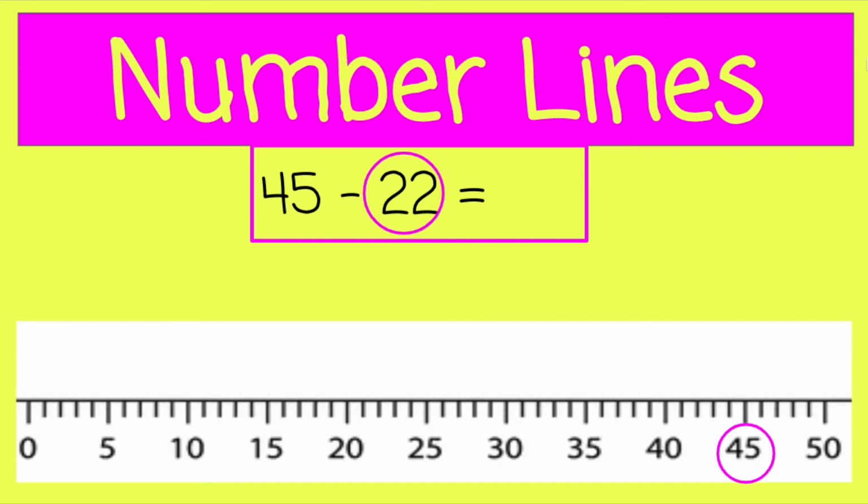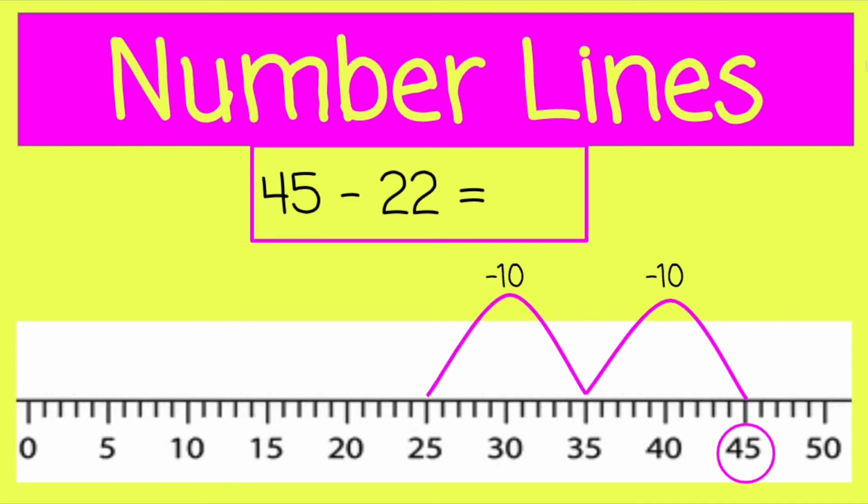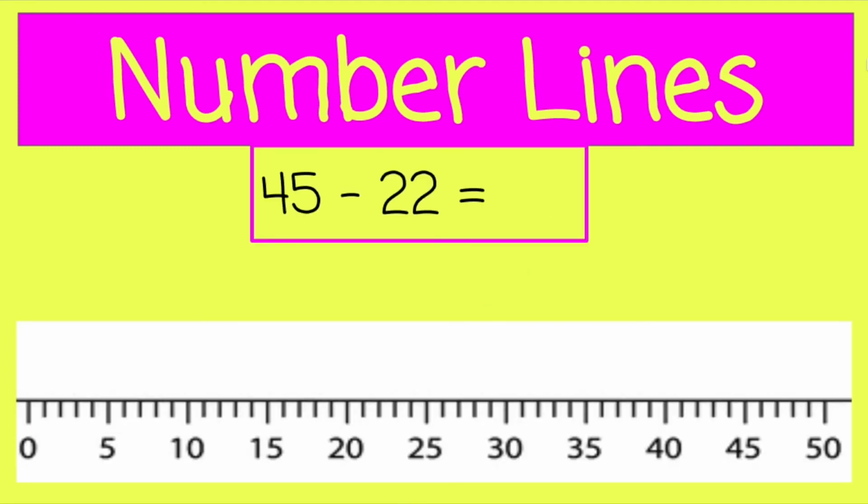Since we're working with 20, or a 2-digit number, we can do big jumps of 10. There's one jump of 10. There's a second jump of 10 for 20 in total. But we need to do 22 jumps. 21, 22. We landed on 23, so 23 is our difference, or our answer. Let's look at this same question from a different perspective.